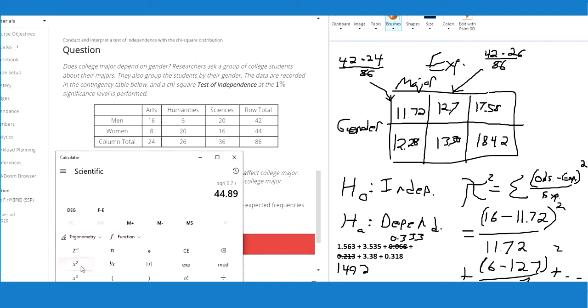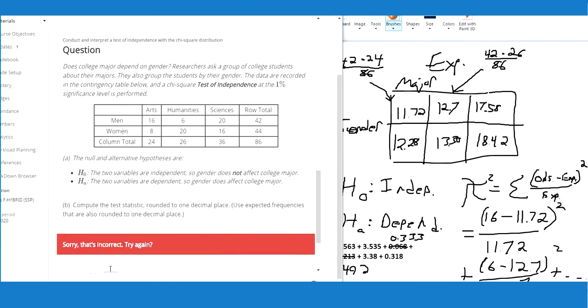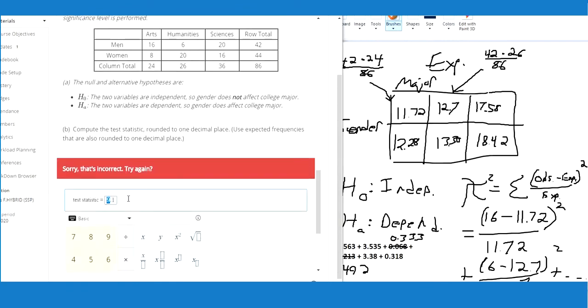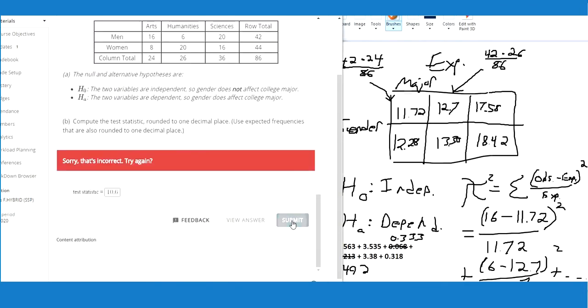For women in the humanities, observed 20, expected 13.3. Square the difference, then divide by the expected. That one's right. And then for women in the sciences, observed 16, expected 18.42. Square the difference, then divide by the expected. That one's right too. Okay, so now that I fixed those two, what did I do? 10.621, so 10.6 is my corrected. If I get this wrong, I'm going home. 10.6. Phew.